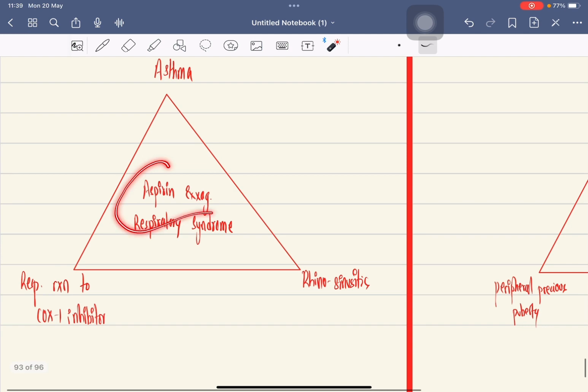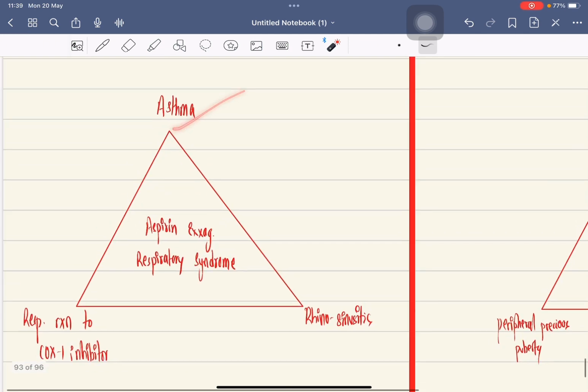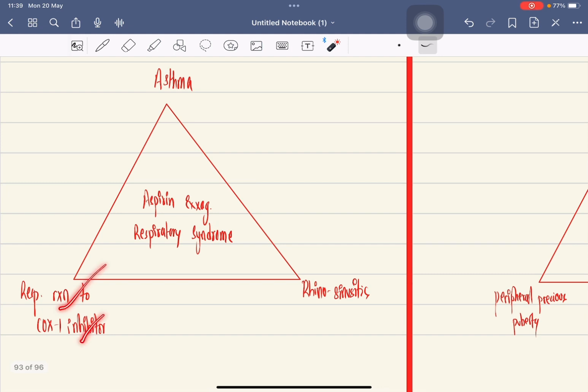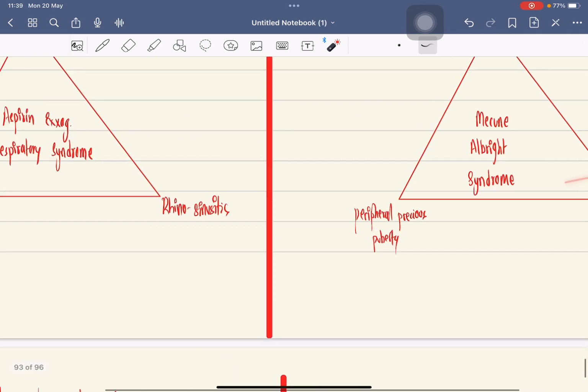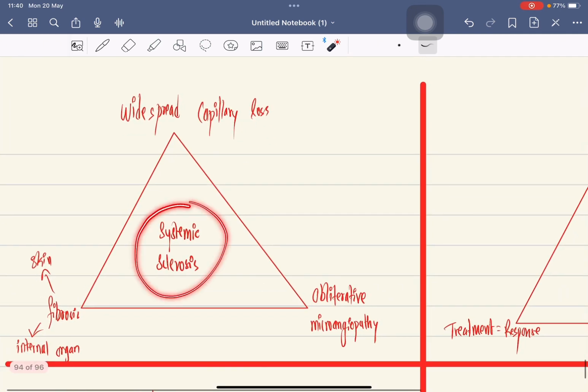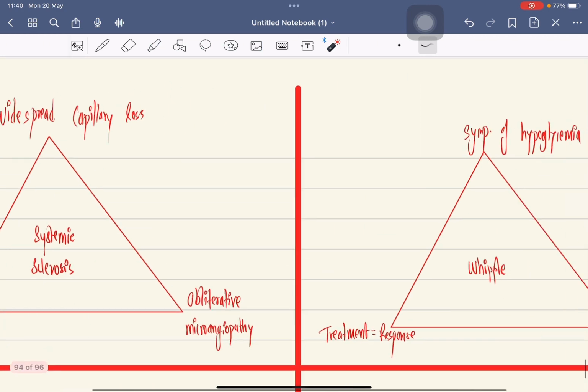Next, we have aspirin exacerbated respiratory disease, which consists of asthma, respiratory reaction to COX-1 inhibitors like aspirin, and rhinosinusitis. Next, we have McCune-Albright syndrome, which consists of polyostotic fibrous dysplasia, peripheral precocious puberty, and café-au-lait spots. Next, we have systemic sclerosis, which consists of widespread capillary loss, fibrosis of the skin and internal organs, and obliterative microangiopathy.